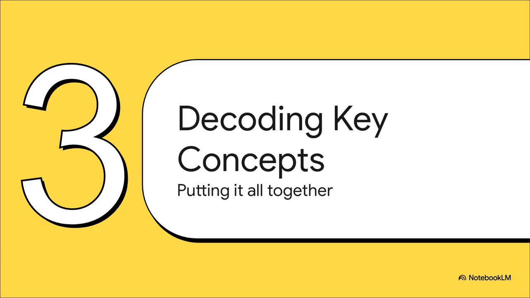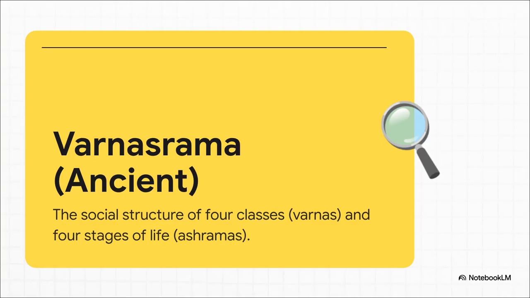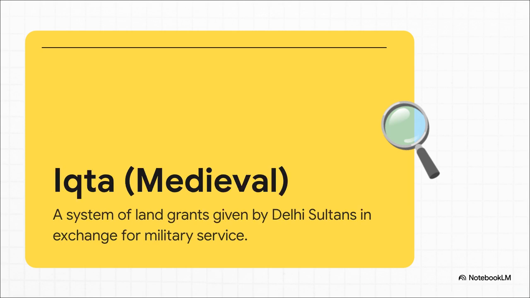Okay, so now we have our map, the 3 eras, and we have our historian's toolkit from Unit 10. So let's go back. Let's face that scary wall of words from the beginning. That word Varnashrama? It's not just a random term anymore, is it? Now you can place it right where it belongs, in ancient India. You see it as the very blueprint for society, a key concept that helps you unlock how that entire world was structured.